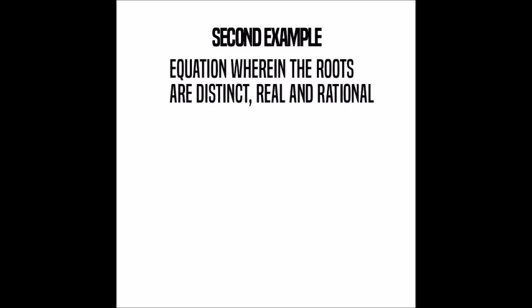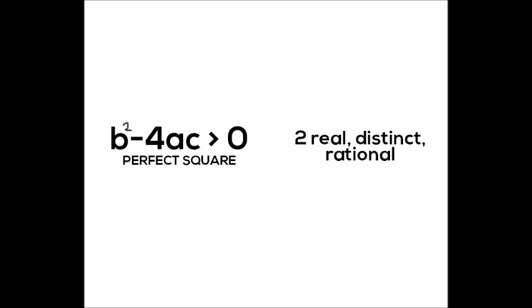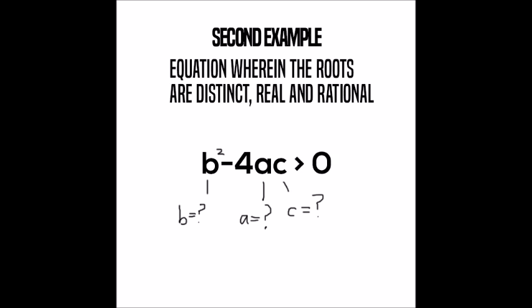Let's now go to our second quadratic equation, which is a bit harder. In this second example, we have to look for a quadratic equation with 2 distinct, real, and rational roots. If you can recall, 2 distinct, real, and rational roots have a discriminant that's over 0, and is also a perfect square. For our first step, of course, we have to find the values for b, a, and c. It's up to you what values you come up with as long as you end up with an answer that is more than 0 and a perfect square.